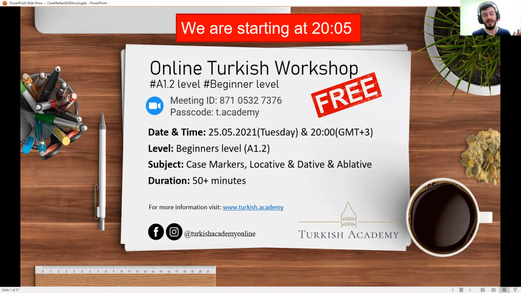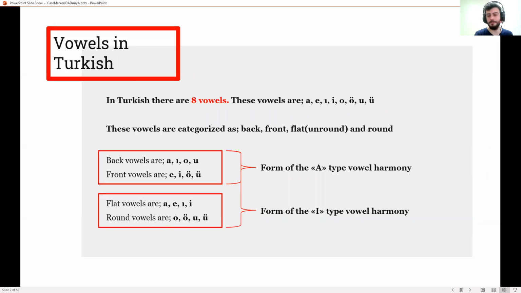Most of you probably ask yourself, what is locative, dative, and ablative? But we are going to come to that. Now, first, this is something that we have talked about earlier. We have talked about the vowels of the Turkish language. And then we have said we have the back vowels, we have the front vowels, and that's why we have this vowel harmony, the A-type vowel harmony.